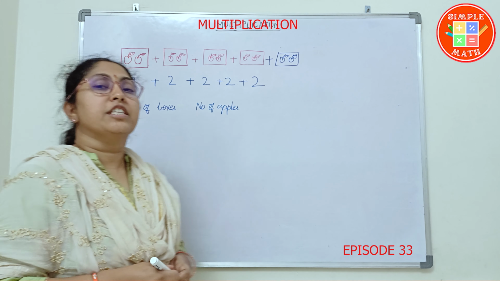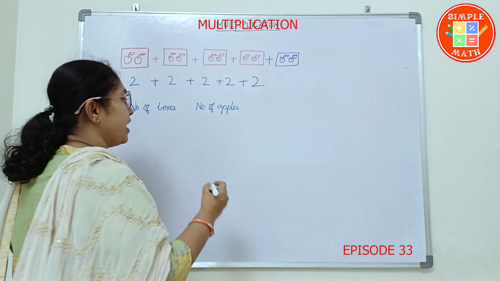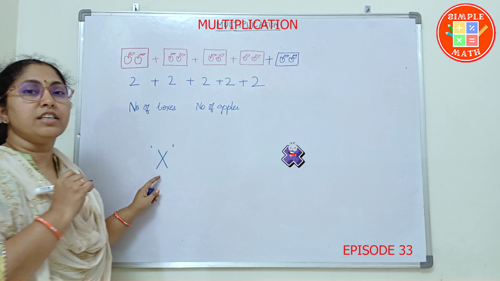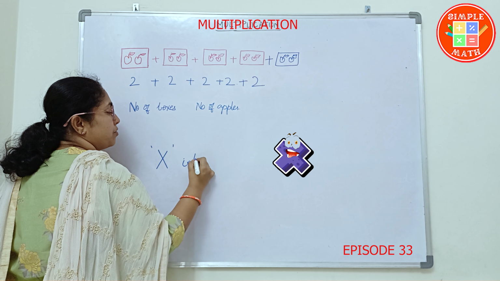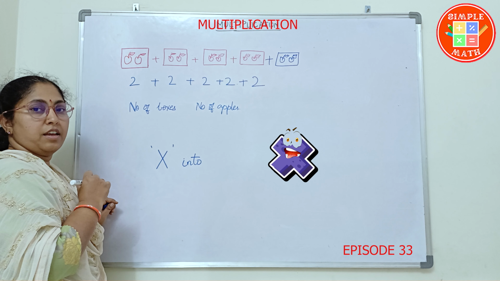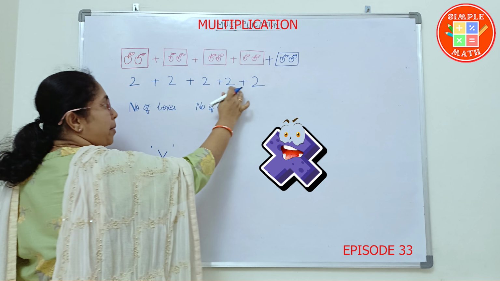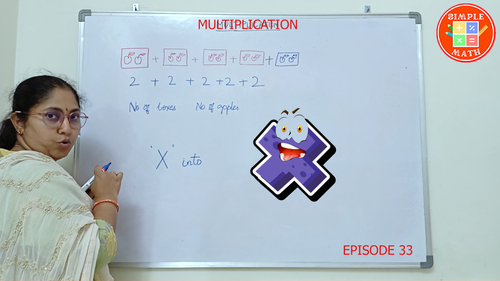Repeated addition of the same number is called multiplication, and the sign of multiplication is into. What is it? The sign of multiplication is into. Repeated addition of the same number is multiplication. Sign of multiplication is into.